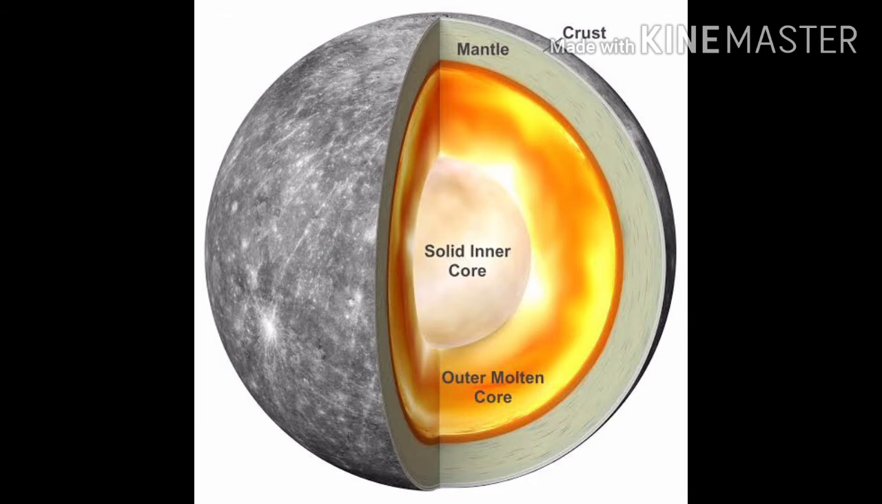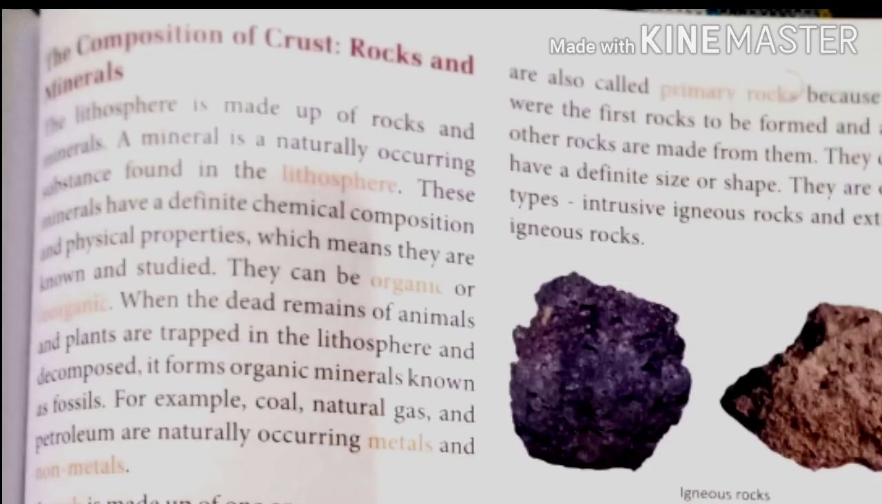Now the composition of crust, composition means structure, how the crust is made up of: formation, rocks and minerals. So the lithosphere, the outermost layer of the earth, is known as crust or lithosphere. Lithosphere is made up of rocks and minerals. A mineral is a naturally occurring substance found in the lithosphere.